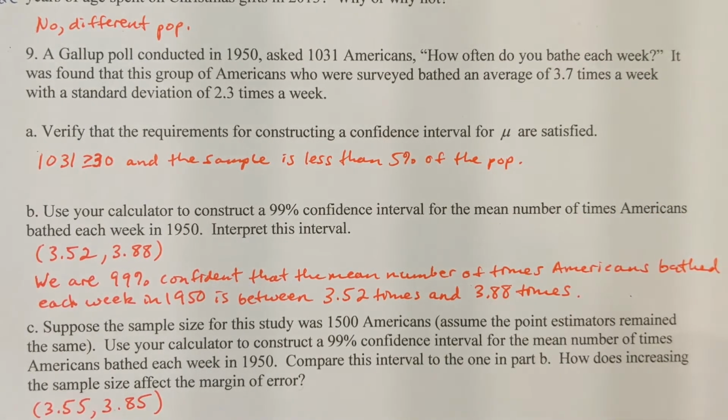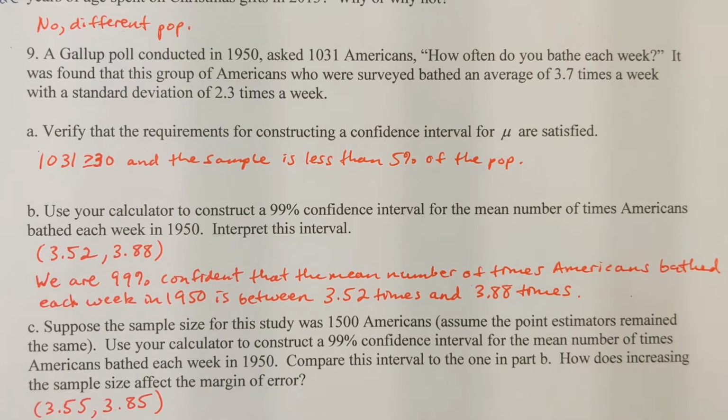A Gallup poll conducted in 1950 asked 1,031 Americans, how often do you bathe each week? It was found from this group that they bathed an average of 3.7 times a week, with a standard deviation of 2.3 times a week. So we want to build a confidence interval about the population mean.